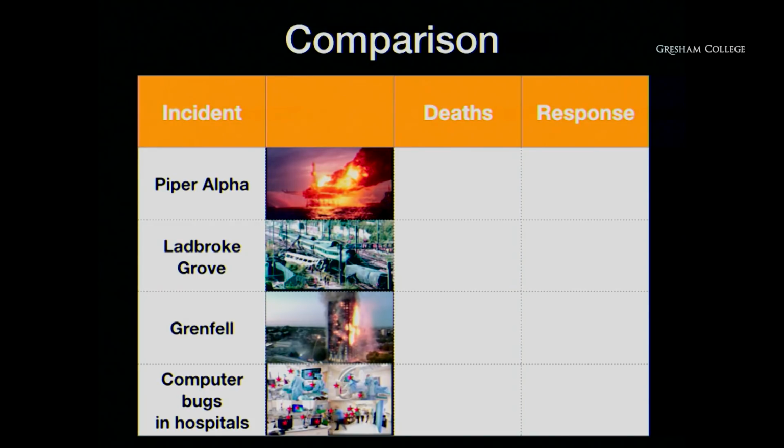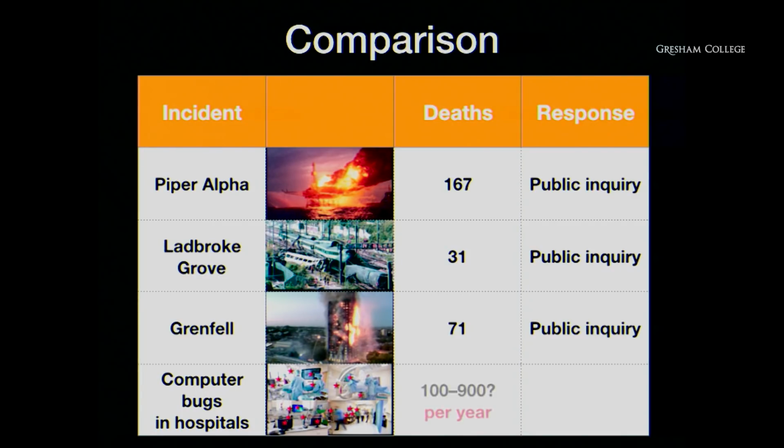So if I compare them, Piper Alpha, 167 deaths, and there was a public inquiry. Ladbroke Grove, 31 deaths, and there was a public inquiry. Grenfell, 71 deaths, and there was a public inquiry. Computer bugs in hospitals, and we think this is an underestimate. Per year, there are 100 to 900 a year. And nothing's happening.